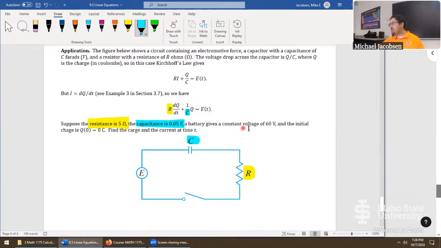A battery gives a constant voltage of 60 volts, and the initial charge is 0 coulombs. Q of 0 is 0. When it says a constant voltage of 60 volts, I believe they're referring to this portion right here, or plugging in 60 into that location. Well, how does that look to folks? Does that make sense so far?